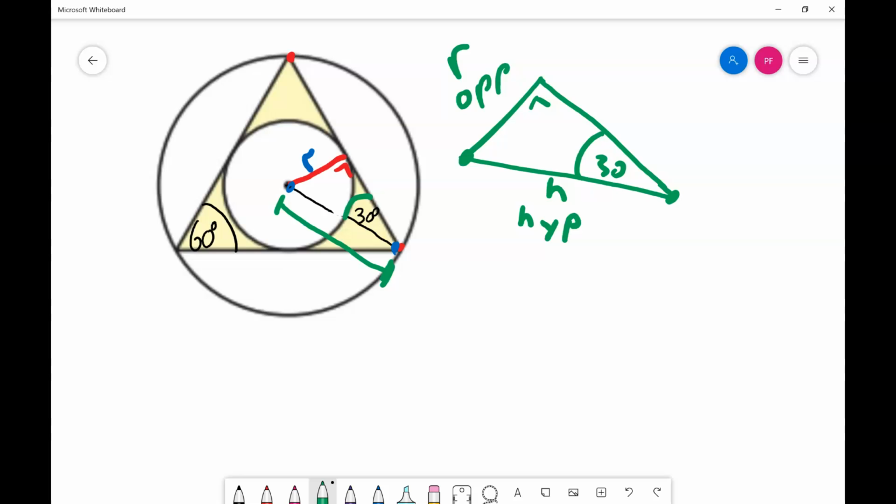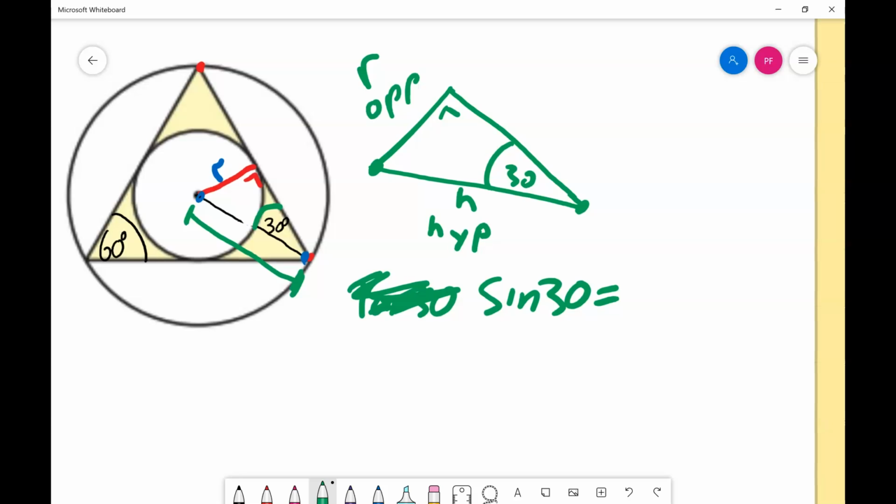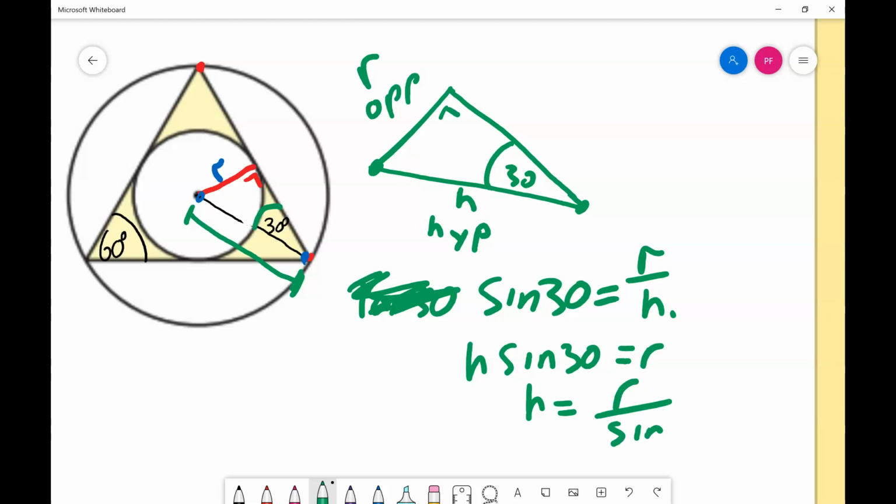So if I wanted to use that, I could use sine. Sine of 30 is opposite over hypotenuse, or r over h. Okay, so h comes across to multiply, h sine 30 equals r, and h then is equal to r over sine 30. Now what is sine 30?